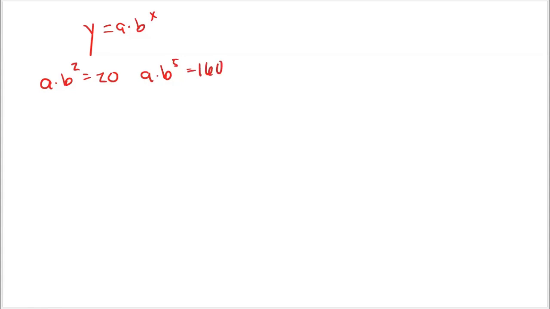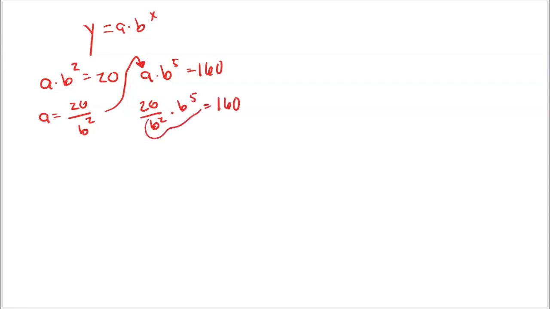So I created two equations with my 2 points, or my 2 terms. Now I'm going to solve this first one for a by simply taking the b squared and dividing it over. Then I'm going to take that a and substitute it in right here. So I get 20 over b squared times b to the 5th equals 160. These b's are going to reduce.